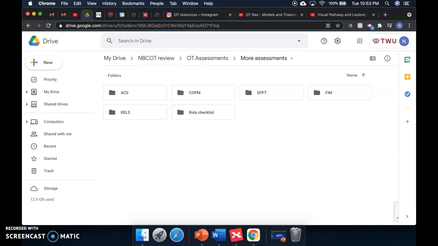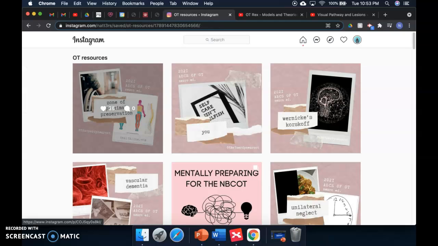And lastly, Instagram has this feature. You can do it on your mobile phone or on the computer, but it has this feature where the people that you follow, you can save their posts to an album or a collection. And I've been doing this throughout the semester. It's kind of like a read later thing, but you can categorize them. And these are my OT resources.